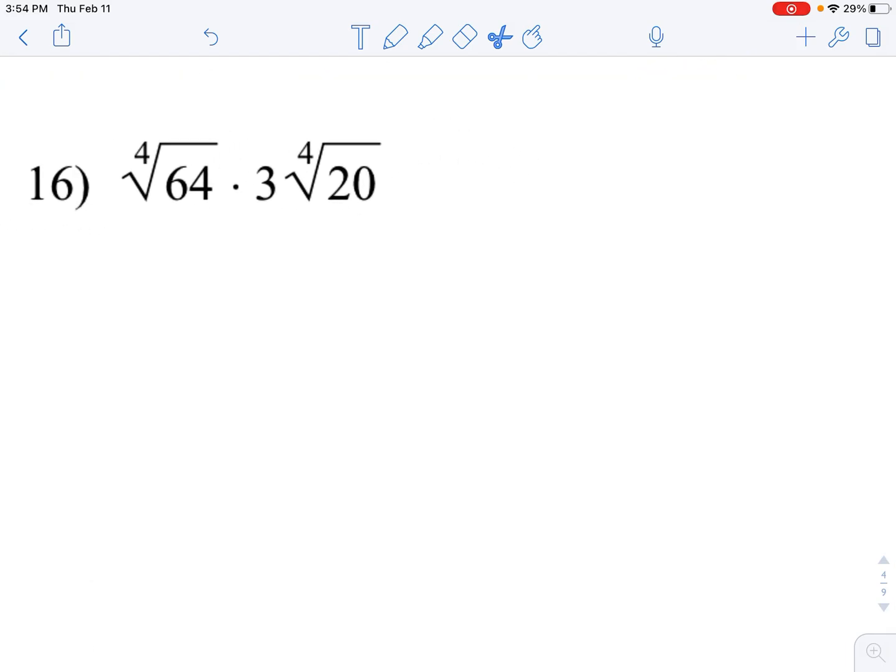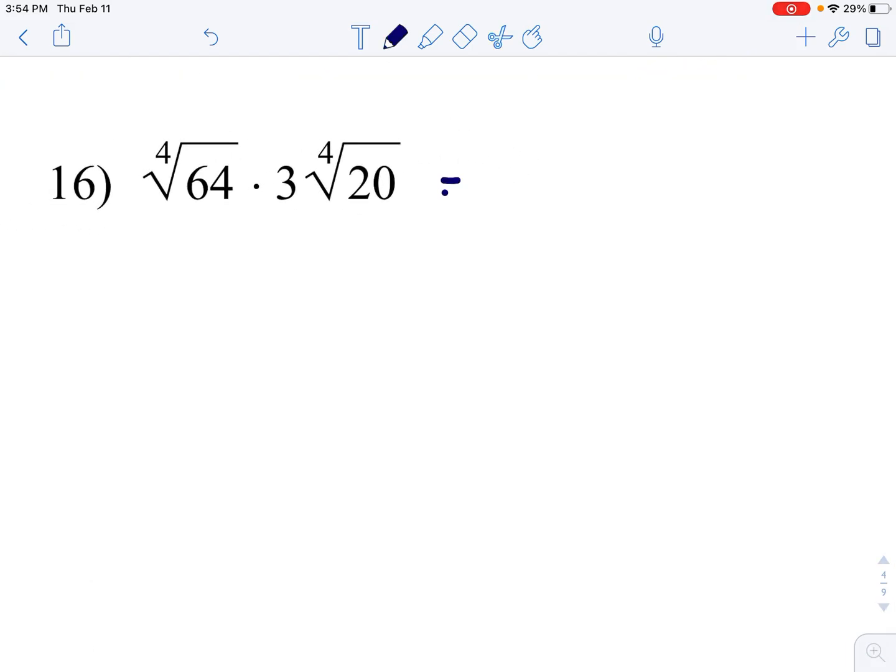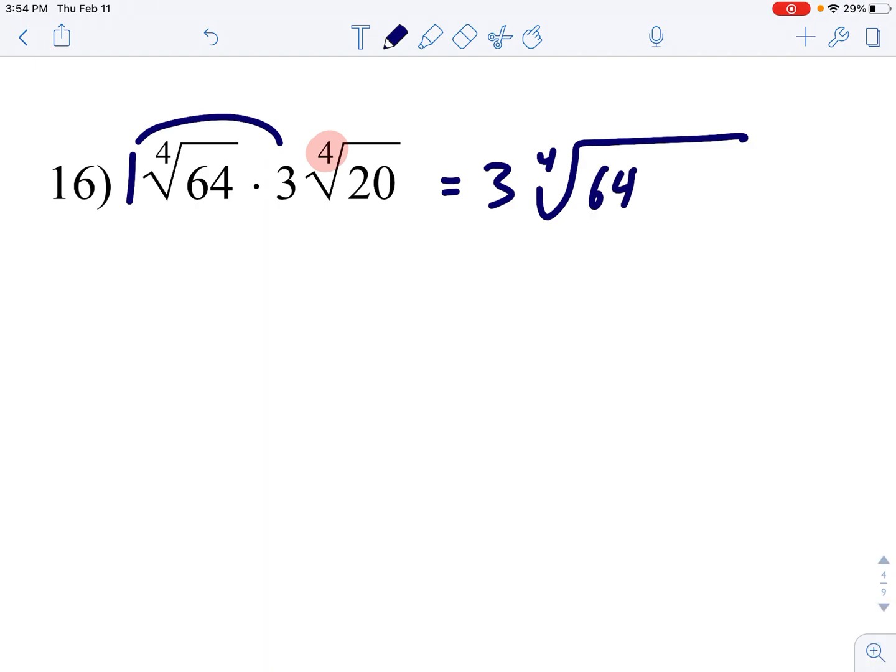Number 16, kind of the same thing, except we're multiplying fourth roots together. So coefficient times coefficient. There is a 1 here, understood to be a 1, the invisible one, whatever you want to call it. 1 times 3 is 3. Fourth root. And you know what? I'm not going to do 64 times 20. I'm going to leave it 64 times 20, and then just do my tree like this.